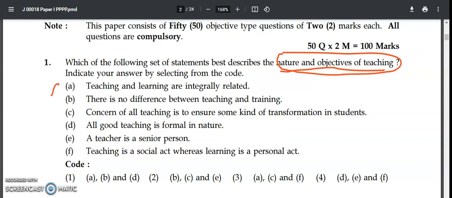Whenever this type of question is given, A to F, never go for what the correct options are. Always go for which one is completely a blunder and completely wrong. If you look at all these things, a teacher is a senior person is a wrong one. A teacher must be a talented and knowledgeable person. It is not a matter of senior or junior.